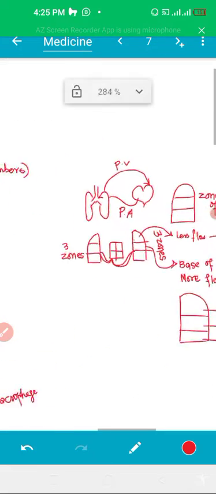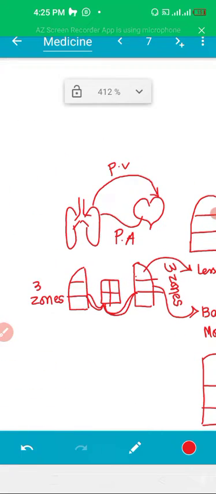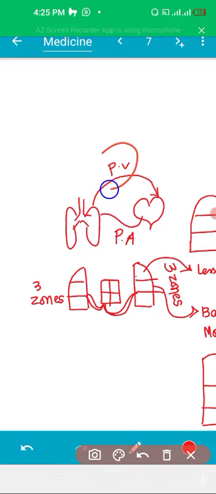Now, another physiological landmark is that the lung has pulmonary arteries and pulmonary veins. From the right ventricle, the pulmonary artery carries deoxygenated blood to the lungs for oxygenation, and from the lungs the pulmonary vein carries blood to the left atrium for further distribution of oxygen into the systemic circulation.